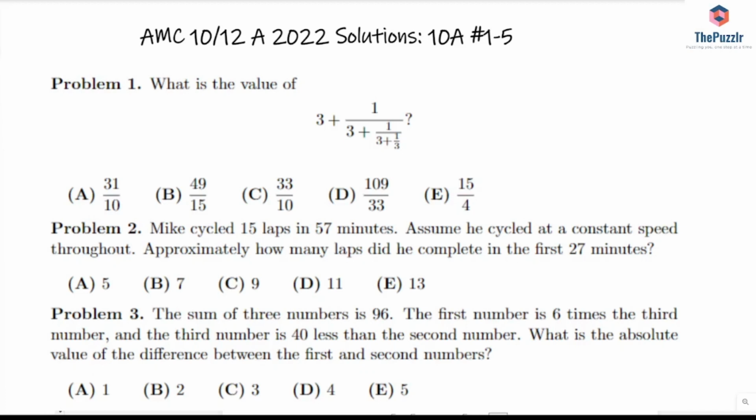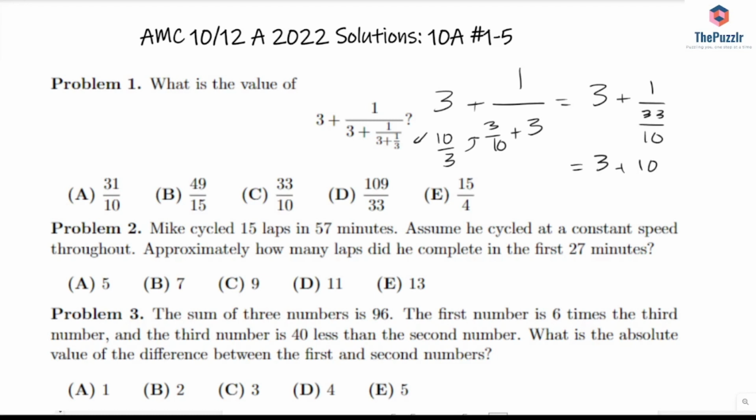Problem number 1 through 5 from the AMC 10. What is the value of this fraction? So we can start simplifying from the bottom up. So 3 plus 1/3 is 10/3. So that's going to become 3/10 plus 3 over 1. So 1 over this plus 3. So this is 3 plus 1 over 33 over 10. So this equals 3 plus 10 over 33, which is 109 over 33.